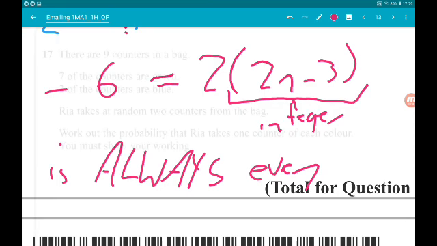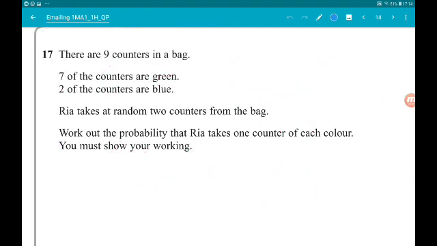Cool. Okay, number 17, a bit of probability. So there are 9 counters in a bag, classic. 7 of the counters are green, 2 are blue. Rita takes a random 2 counters from the bag. Work out the probability that she takes 1 counter of each colour. You must show your working.